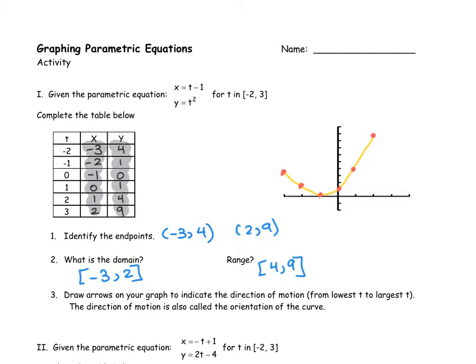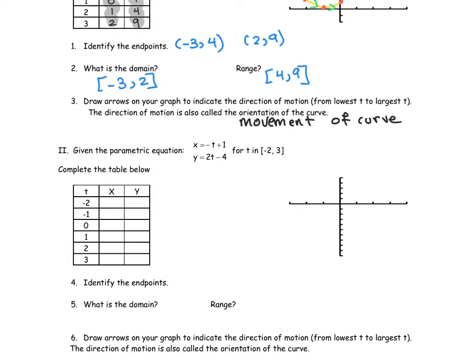So let's move on to number 3. Draw arrows on your graph to indicate the direction of the motion from lowest to largest t. So we're going to make sure that we draw arrows to indicate how this is going. The direction of the motion is also called the orientation of the curve or the movement of the curve. So there you go. I just graphed a parametric equation. Pause the video and try number 2 on your own.